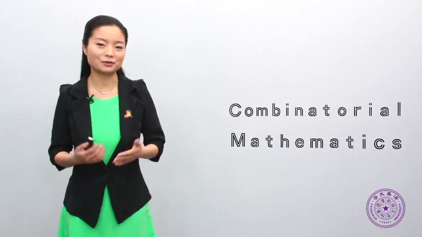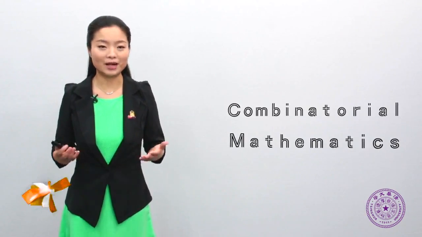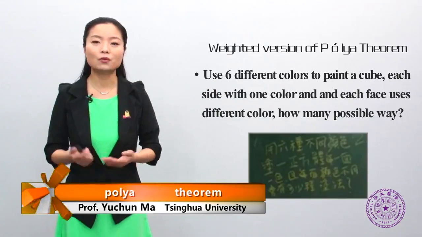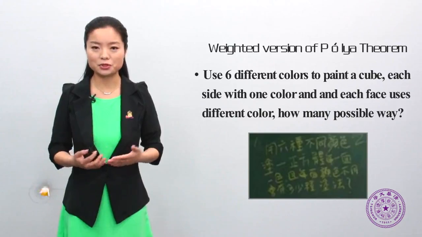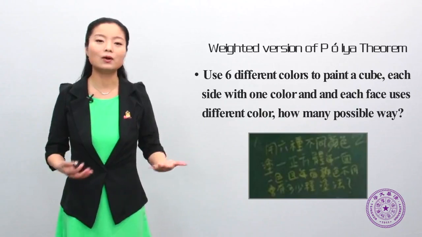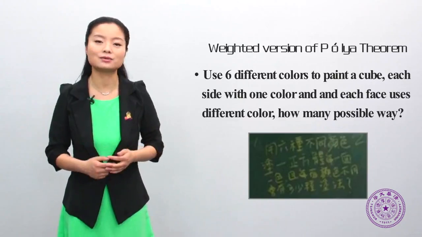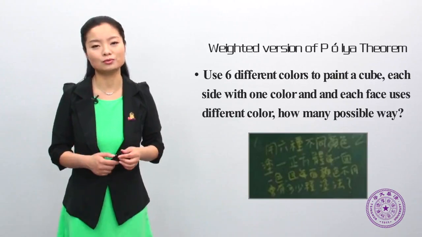Since we have a very useful weapon, the generating function type of Polya theorem, let's revise it for a moment. We are trying to find, for the regular hexahedron, if we use 6 types of color to color it where each face color is different, under this situation, how many different painting schemes are there?